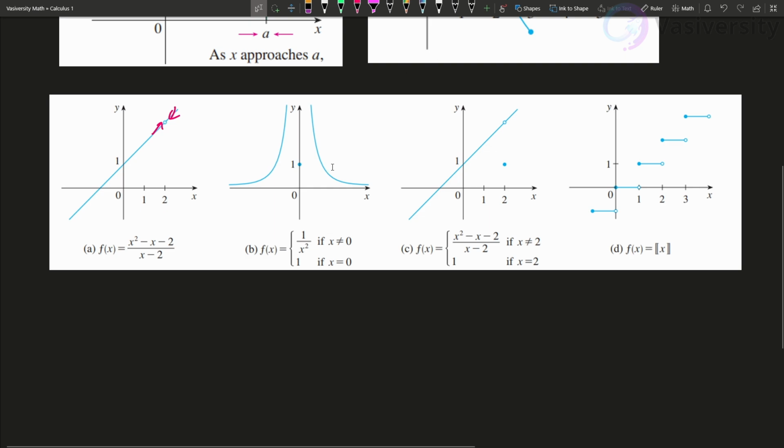Here, even though f of 0 is equal to 1 and is defined, the limit does not exist, since it approaches infinity. Meanwhile, for this one, the limit exists and the function value exists, but since they're not equal, the function is not continuous. Same thing here. This function is not continuous.